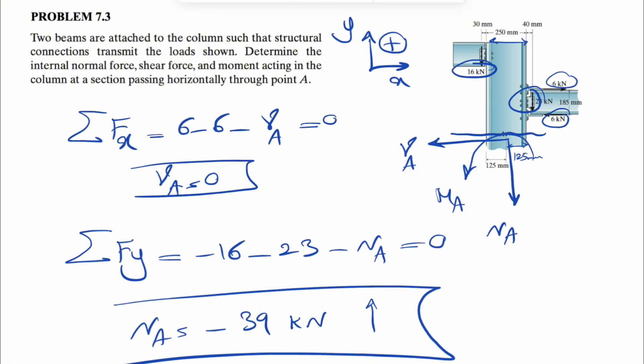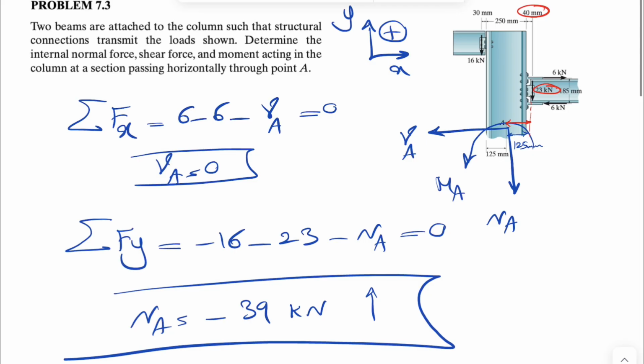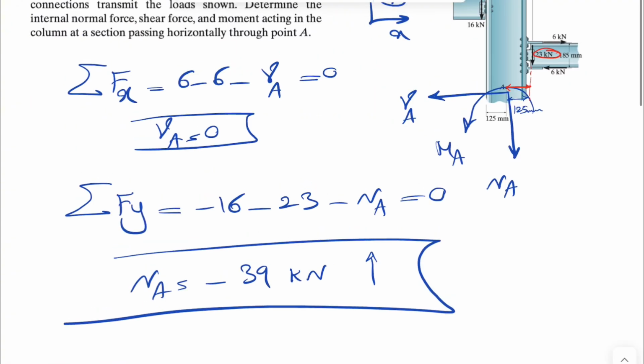Let's go with the moment of the 23 kilonewton force. The moment about A is in this direction, so we have a clockwise moment, negative. So minus 23 times the distance from A to the line of action, which will be 125 millimeter plus this little distance, which is 40 millimeter. We can divide this by 1,000 in order to get our moment in kilonewton meter. So that was the first one.